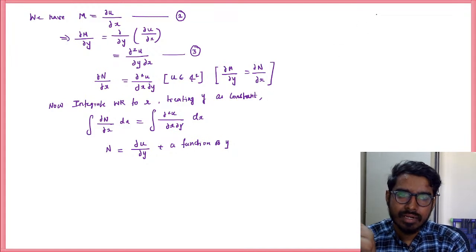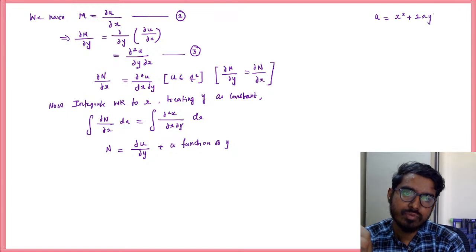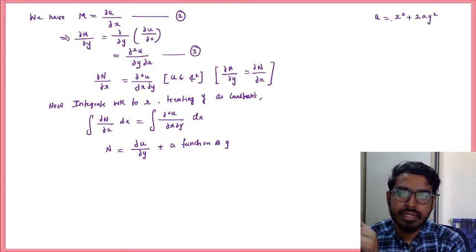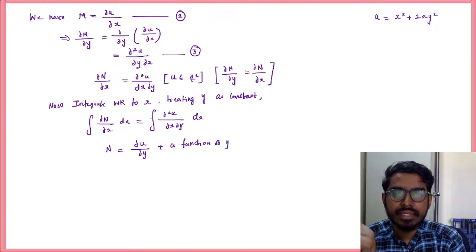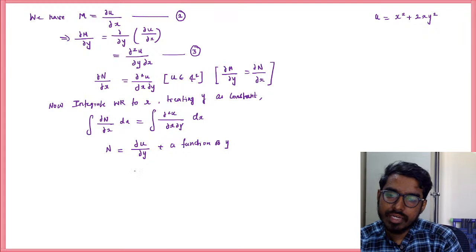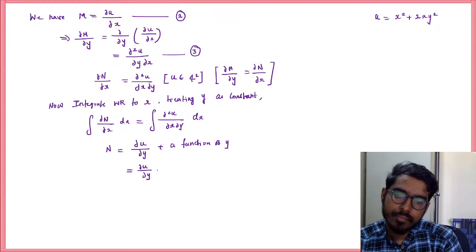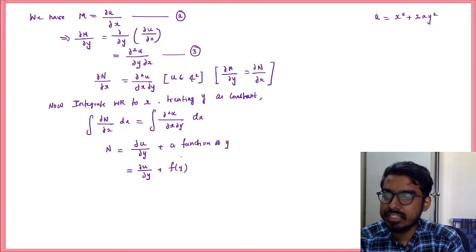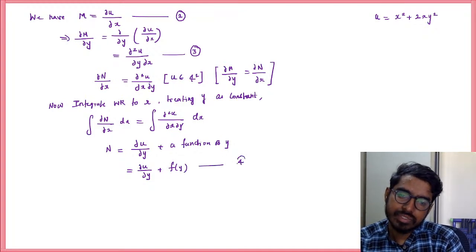Let us take u equal to x² + 2xy². Find ∂²u/∂x∂y, and then integrate with respect to x. What you will have is ∂u/∂y plus a function of y. Very simple, you can easily check it out. Let us say this is equal to f(y). Call this equation number 4.